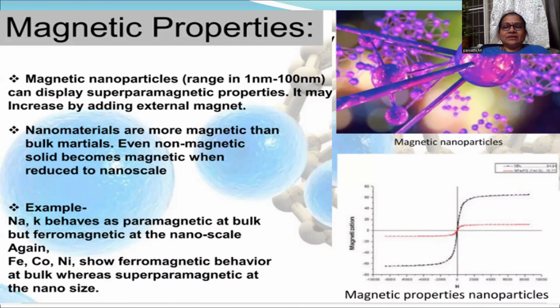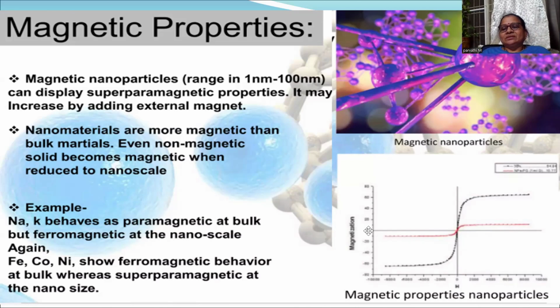Even if it is a non-magnetic material, when it is cut down to the nano level, it exhibits little magnetic behavior. As an example, sodium and potassium behave as paramagnetic at bulk, but ferromagnetic at the nanoscale. Ferrite, cobalt, and nickel show ferromagnetic behavior at bulk, whereas superparamagnetic at nano size.